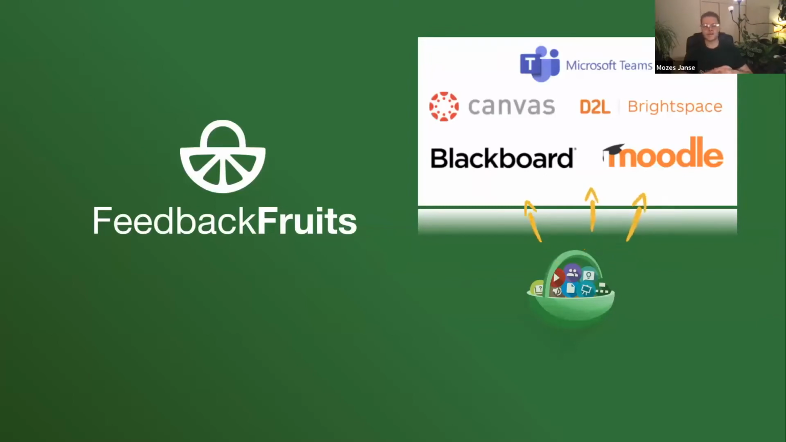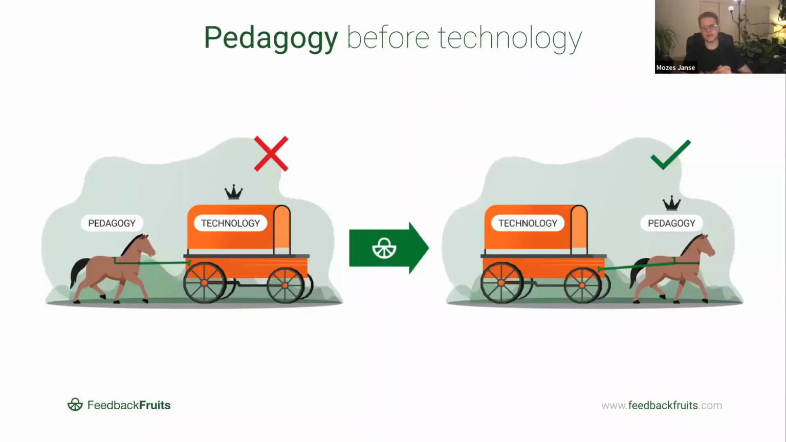Now, we integrate with an LTI 1.3 integration, as well as an API, with all of the above listed learning management systems. This allows for group synchronization, so the teachers do not have to manually allocate groups. This allows for grade synchronization, so grades get pushed back and forth between our tool and the learning management system, as well as calendars. So this is part of the learning experience we want to facilitate.